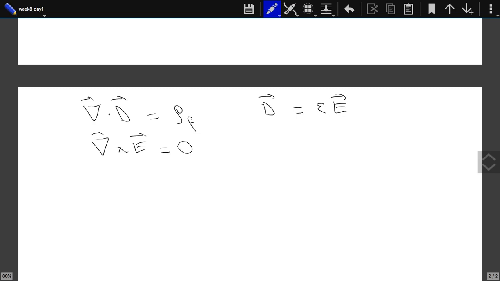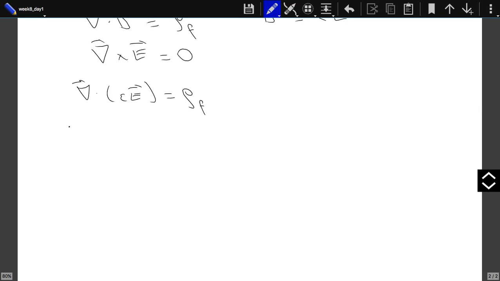So if you just put it in the divergence equation, divergence of epsilon times E is equal to rho free. Now we know the curl of the electric field. We somehow know the divergence of the electric field also. So we can determine the electric field uniquely using our boundary conditions. So let's start with an infinite uniform dielectric.